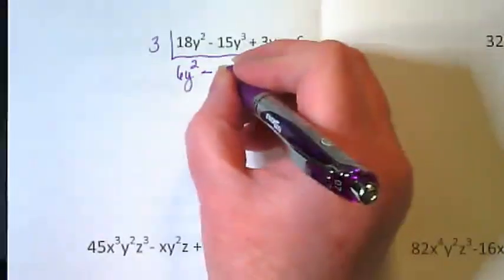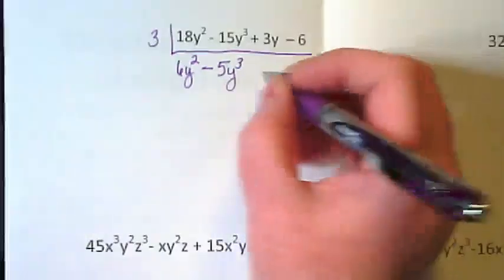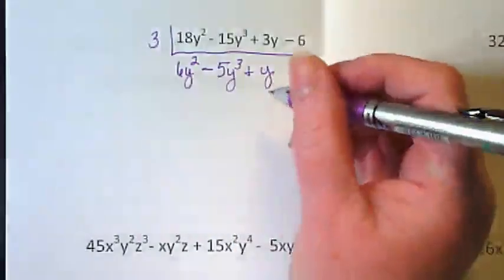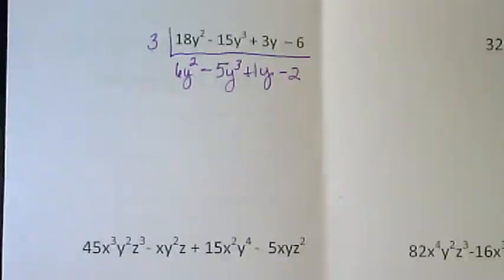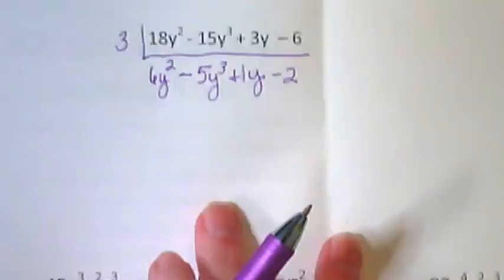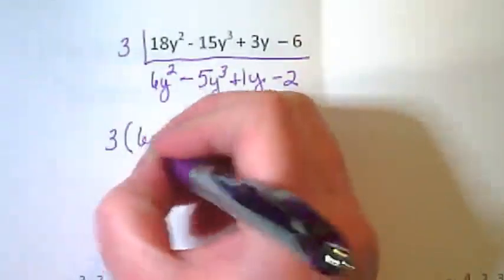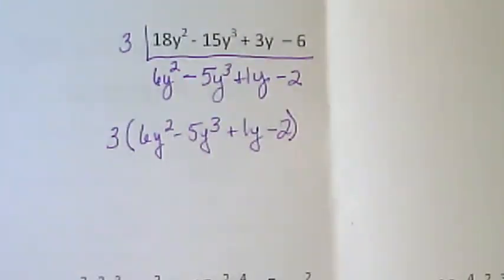18y to the second divided by 3 is going to give us 6y to the second. What's our negative 15y to the third going to be? 5y to the third. Plus just y, or you could write the invisible one if you want to show it, minus 2.